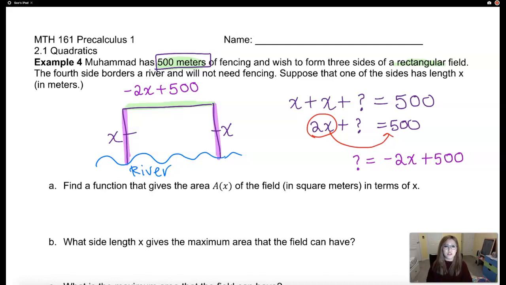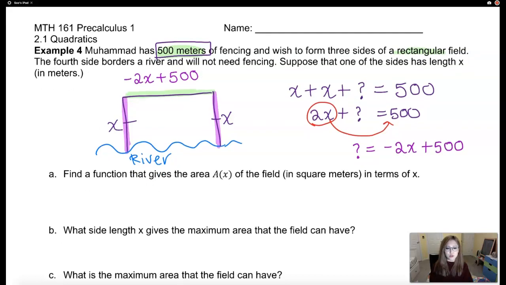How do I know if this is correct so far? What happens if you add them all together? If you add x plus x, wouldn't that be 2x? But there you go, there's a negative 2x. So those x's will cancel out, and the only thing left is 500. And that matches how much Mohammed had. So we are good labeling everything using x's.